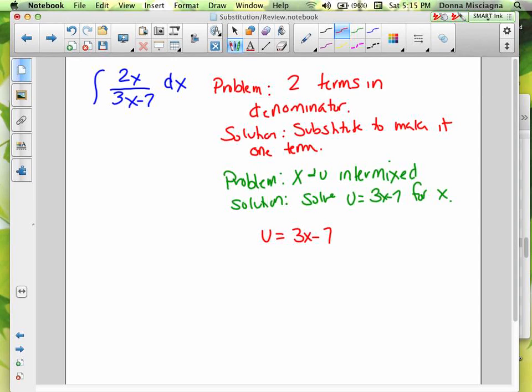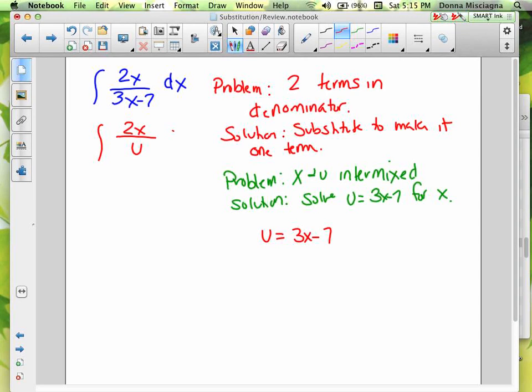This is just a creative use because I've got x's, but I have 2 terms in the denominator. And the problem is you can't have a quotient with 2 terms in the denominator and be able to integrate it. So we're going to change those 2 terms to 1 using substitution. So u is equal to 3x minus 7. However, that leads to problem number 2. Let me show you what problem number 2 is.